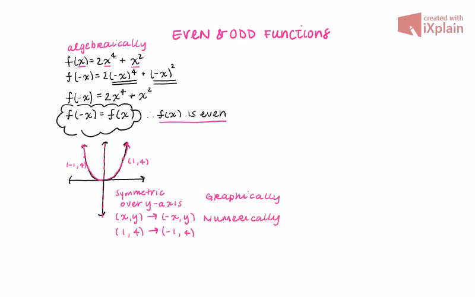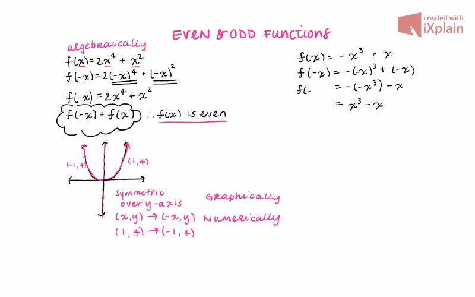So we're going to do another example of something that's not going to be even. Let's say I have the function f of x is equal to negative x cubed plus x. I'm going to do the same test here. I'm going to insert a negative x for every x value that I see, and I'm going to simplify that down. If I take a negative x and raise it to a third power, that's the same as negative x cubed. Plus a negative x is minus x. So this turns into positive x cubed minus x.